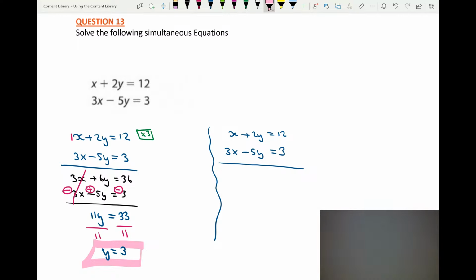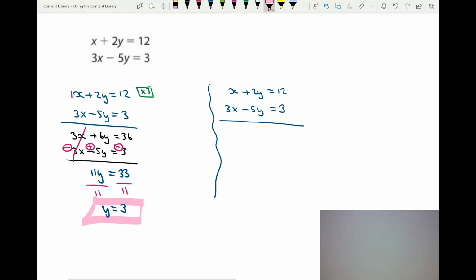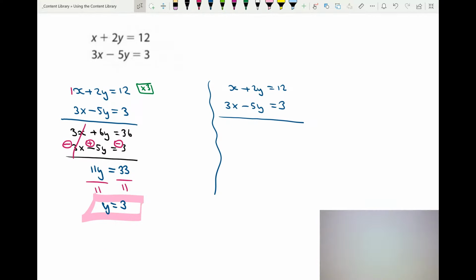Now, I know some of you might be told in school to then sub that in and you get your x. That's absolutely fine. But personally, I just go and do it all over again, because if you can do it once, you can do it again. So what I'm now going to do is I'm going to focus in on the y's. I'm going to cancel these.